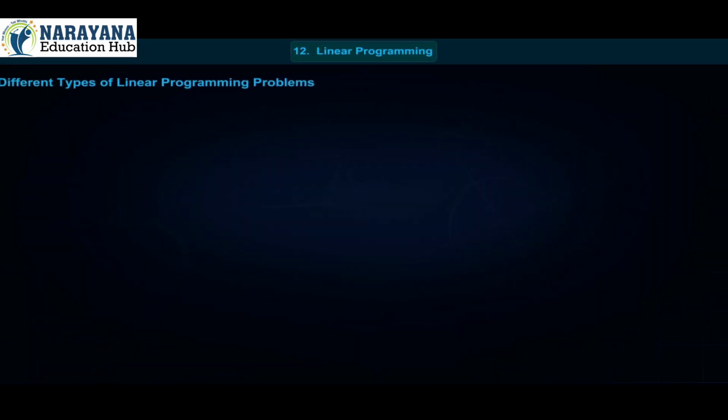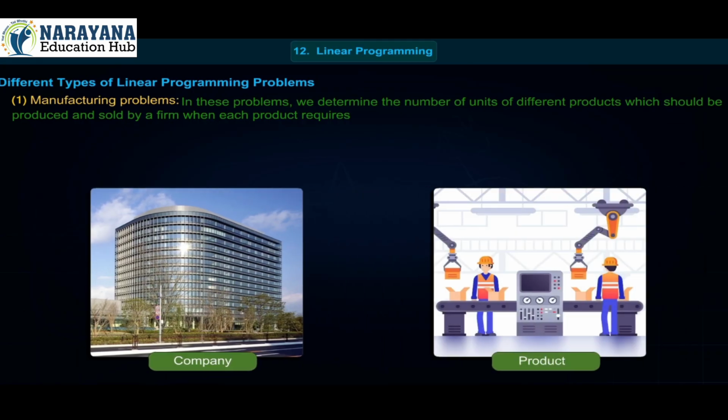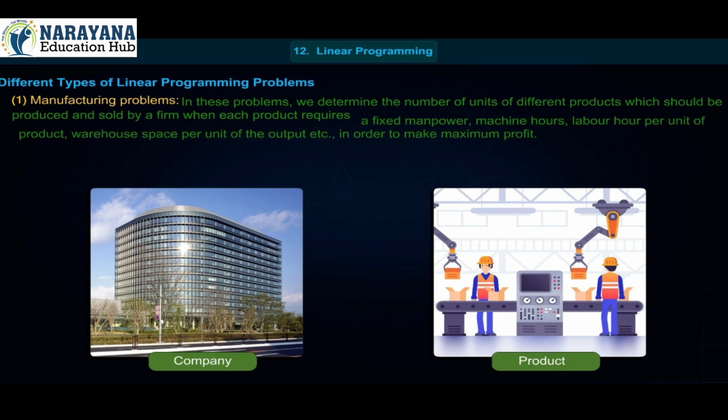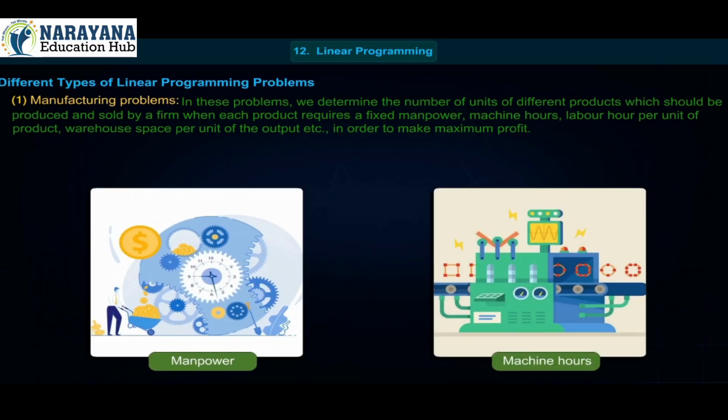Different types of linear programming problems. Number 1. Manufacturing problems. In these problems, we determine the number of units of different products which should be produced and sold by a firm when each product requires a fixed manpower, machine hours, labor hour per unit of product, warehouse space per unit of the output, etc., in order to make maximum profit.